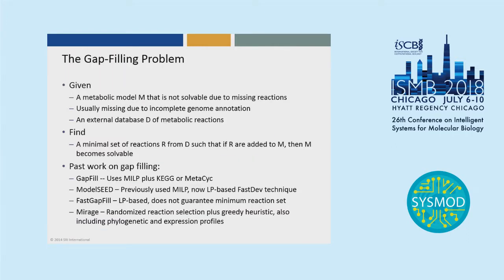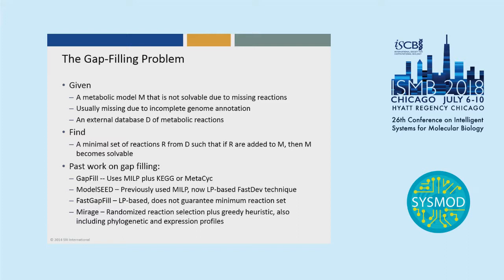So what's the gap filling problem? Well, the input to the gap filling problem is, first of all, a metabolic model that's not solvable due to missing reactions. Not solvable means the model doesn't run at all, usually because there are missing reactions. The reasons reactions are missing typically is because of incompleteness in genome annotations. So these genome scale metabolic flux models are usually assembled by starting from a sequenced genome, inferring what reactions are catalyzed by the enzymes in the genome, and using that as your reaction set.